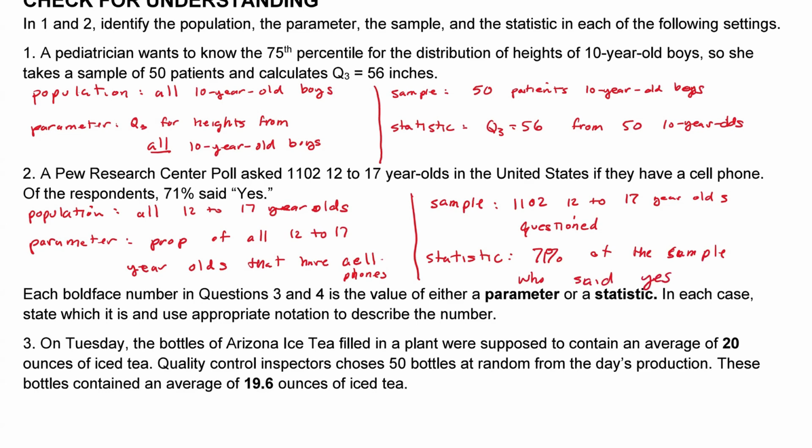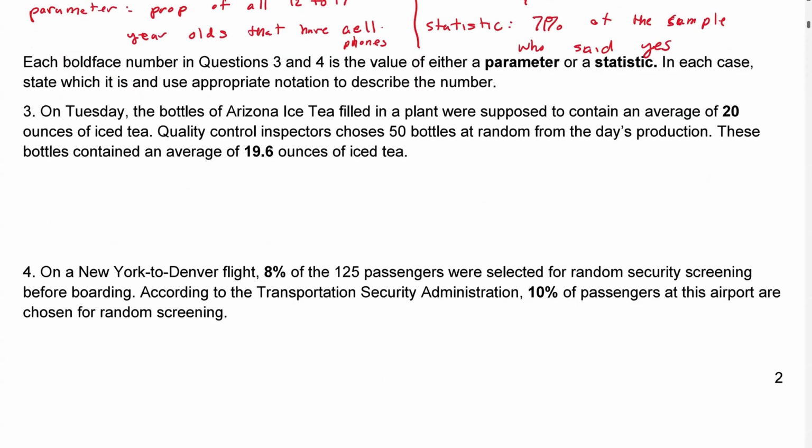All right. In this next exercise, questions 3 and 4, there are bold-faced numbers. Are they parameters or are they statistics? On Tuesday, the bottles of Arizona iced tea filled at the plant were supposed to contain 20 ounces. Quality control chooses 50 bottles at random from the production. These bottles contained an average of 19.6 ounces. I say that the average was supposed to be 20, that this number is a parameter because it's of all of the bottles.